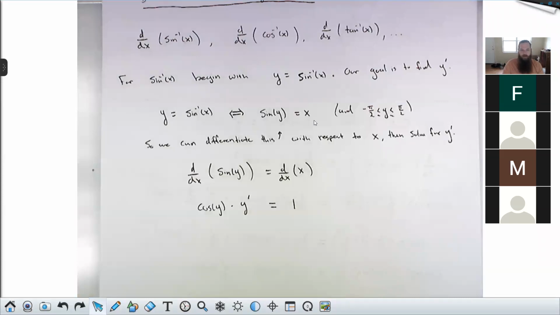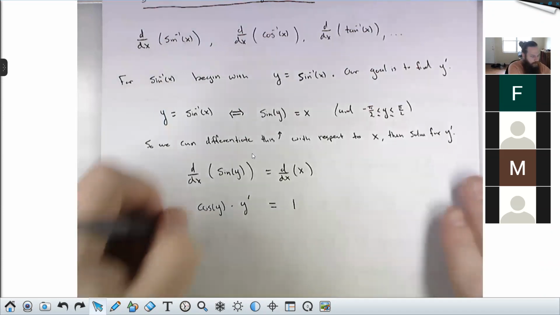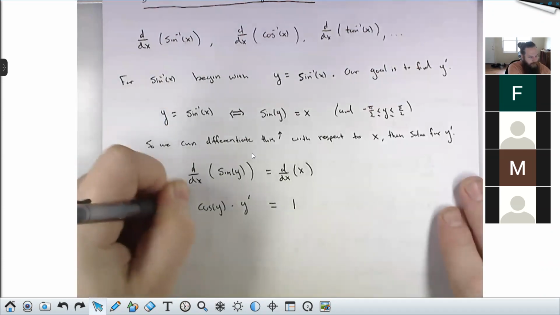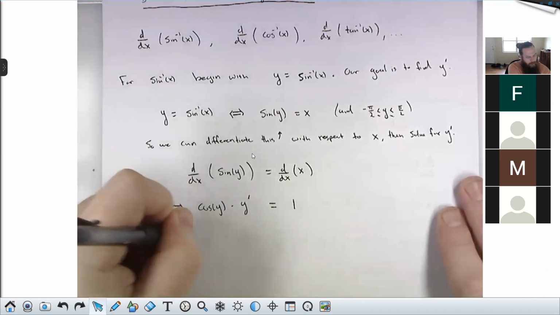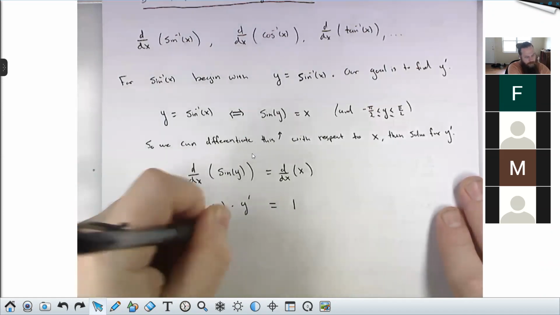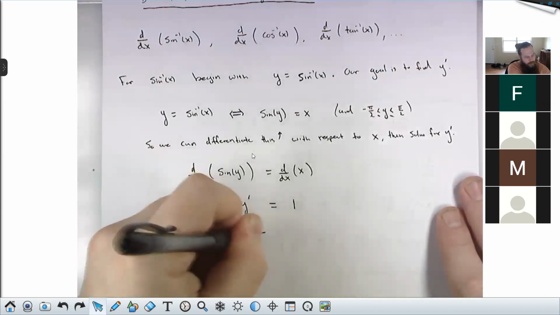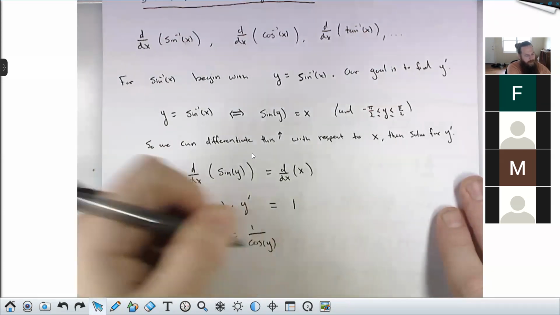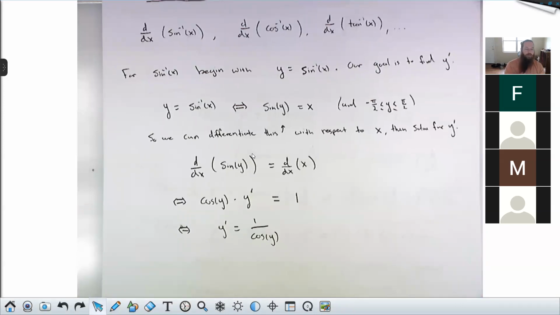So I'm differentiating with respect to x, and I know that y is implicitly a function of x. So from here, I get that y prime is 1 over the cosine of y. That's okay, but it doesn't look like a good formula for the derivative of this function because it's full of y's. And I don't want y's, I want x's.